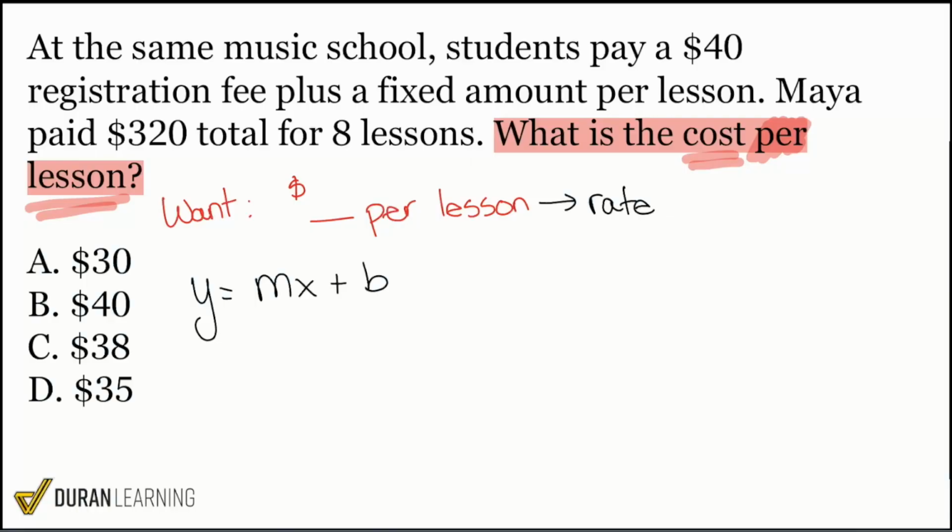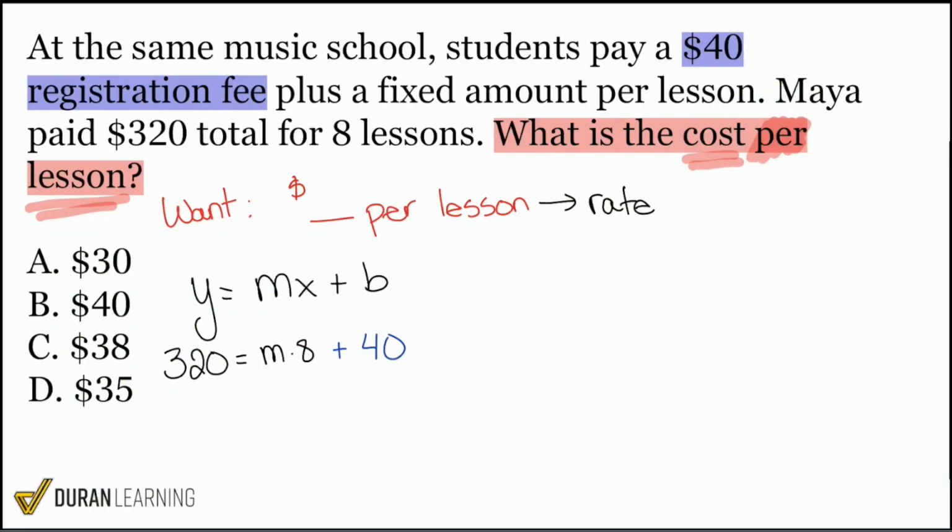The beginning amount is right here. We have that registration fee, $40. Then on top of that, we have that fixed amount per lesson, which is the rate right over here. And we have the number of lessons that we would multiply that by, 8 lessons right here. So I'll write down m times 8. And remind me one more time, my friends, what was the final amount? Yeah, 320. That's the final ending amount, the end result.